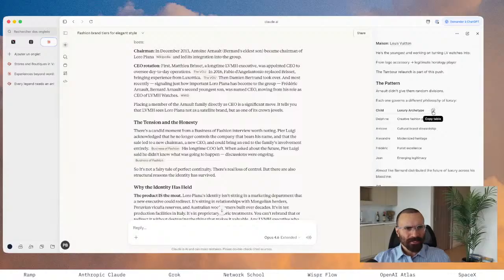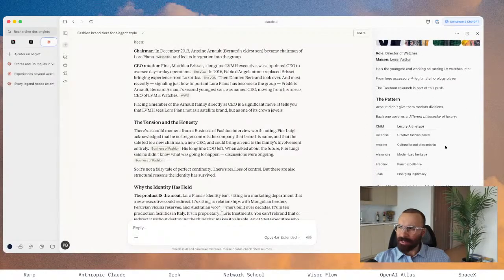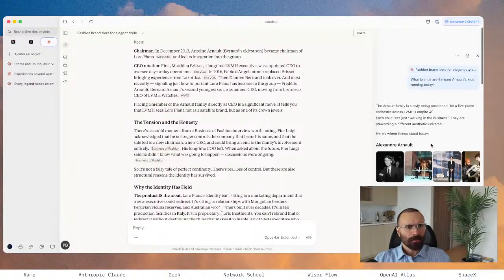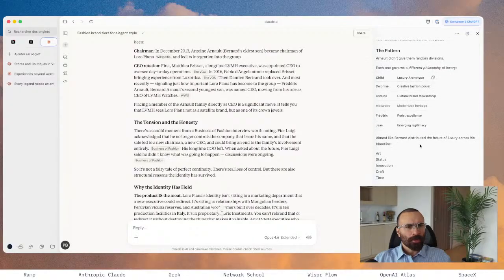Wow. Exactly. You are bringing legitimacy to something that didn't exist before. So that is also a hard job. Purist excellence, really hard job. How do you keep it pure? You have to immerse yourself in their identity to keep it pure. Modernizing heritage, yes. Cultural brand stewardship, custodian of taste across the group. Art, status, innovation, craft, time. Really cool.